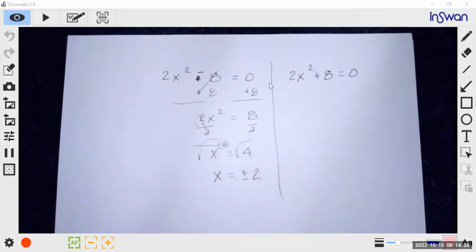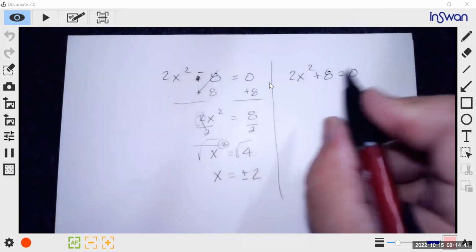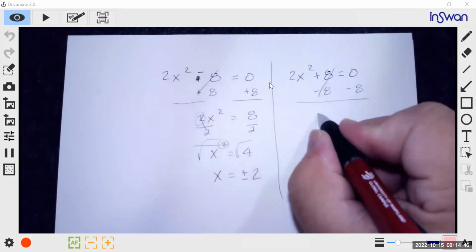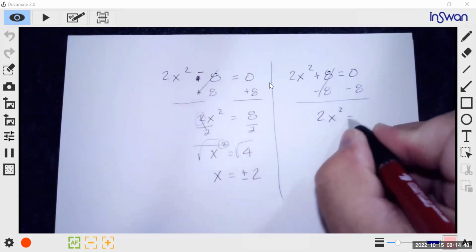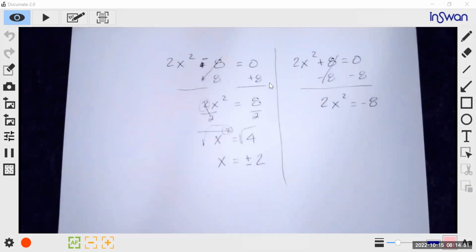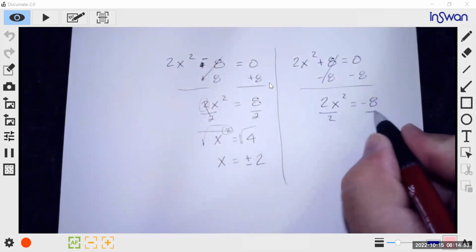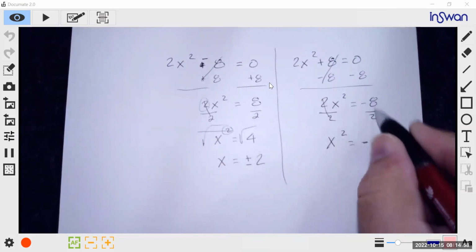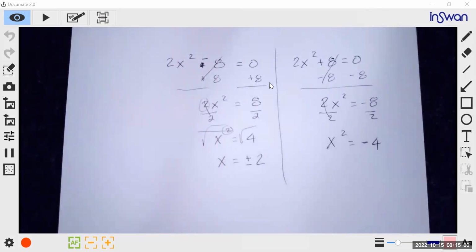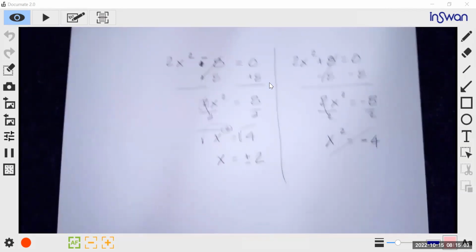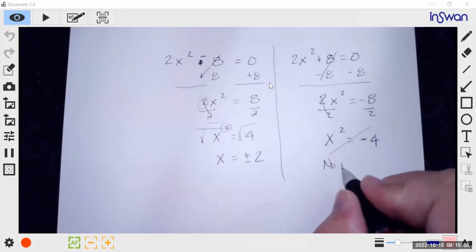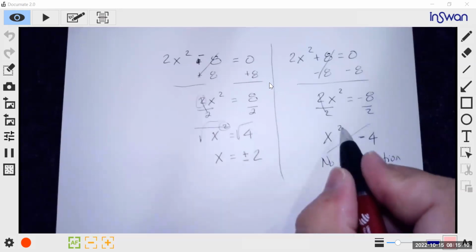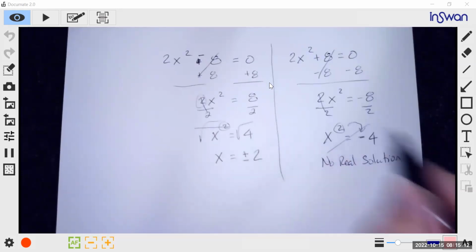Let's see the way I had it originally written. Okay, so we have to get rid of the 8, so we subtract 8 from both sides. 2x squared equals negative 8. Divide by 2. X squared, 8 divided by 2 is 4. Impossible. There's no solution, no real solution. Because anything squared can never equal anything negative.